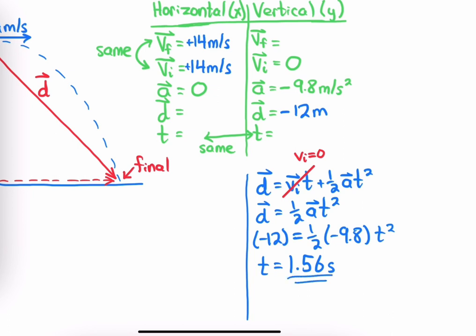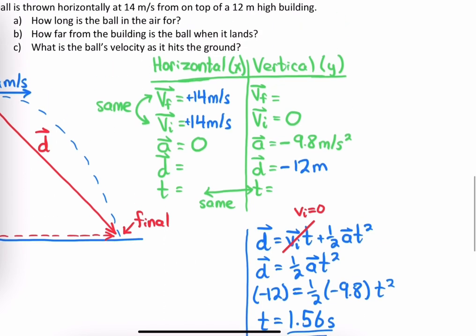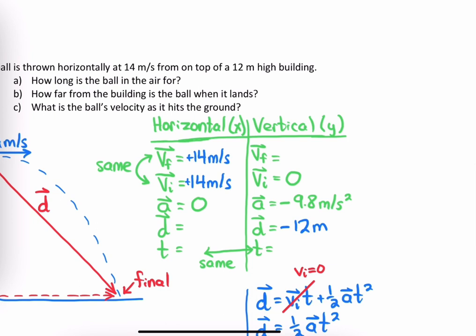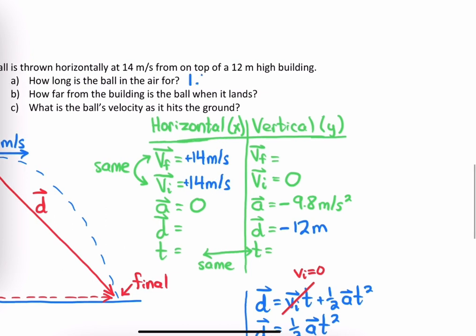Okay. So then I can add this to my chart up here, if I want to. So I've solved for part A. How long is the ball in the air for? That'll be 1.56 seconds.